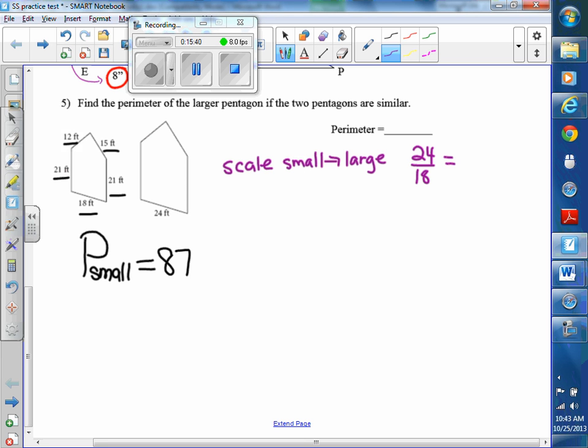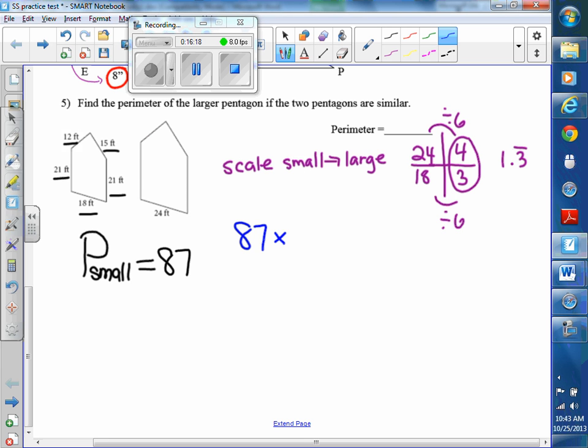And 6 goes into both of these. So you could divide each by 6, and you get 4 over 3. So you know that to get from the small figure to the large figure, he said that's the same as 1.3 repeating. The scale factor is 1.3 repeating. So he's correct.